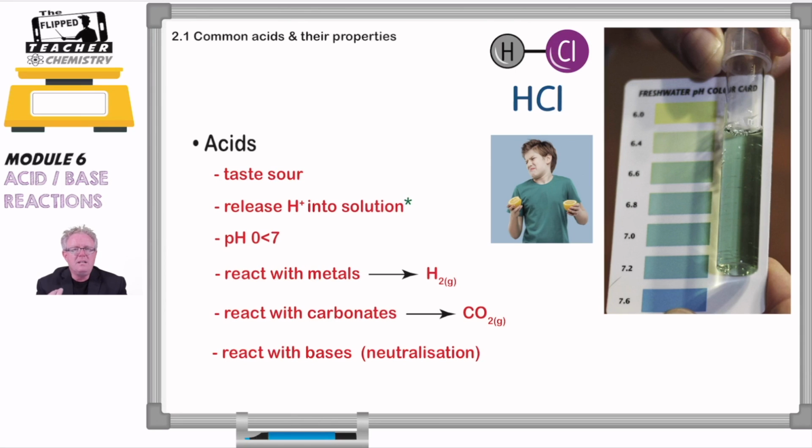It's not a definitive number classification system. Remember, pH is just a system to describe the concentration of hydrogen ions, and we're going to get into more detail of that later. But we can have minus pHs. We can have acids that have a minus pH.